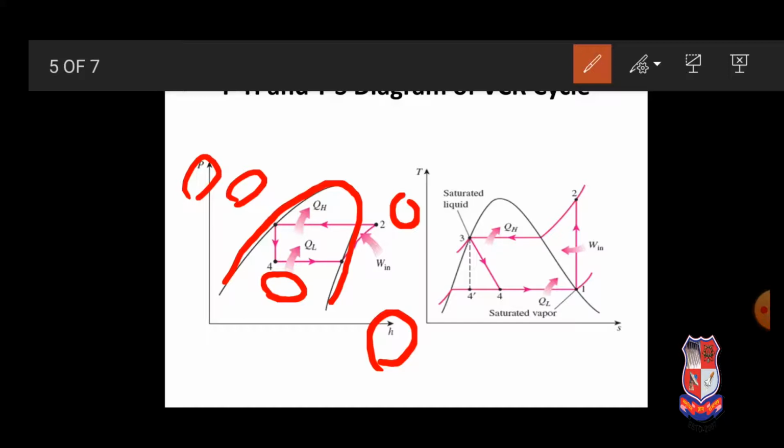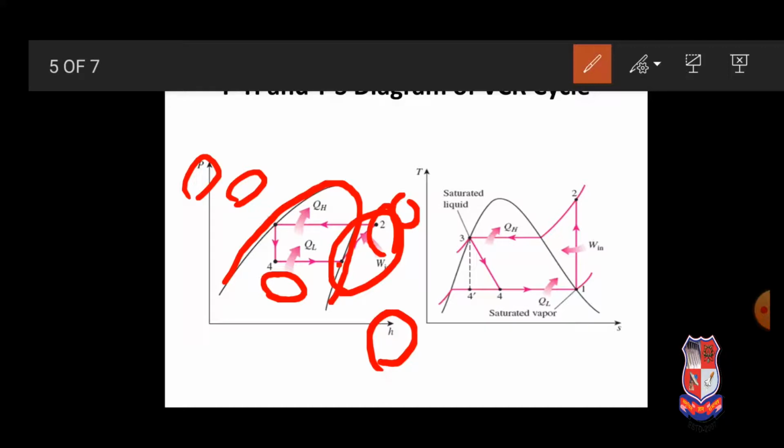Now we are going to discuss about 1 to 2 process. 1 to 2 is an isentropic compression process. During isentropic compression process, pressure and enthalpy both are increasing. At that time you can see here that saturated vapor is converted into superheated vapor. That is your isentropic compression process.